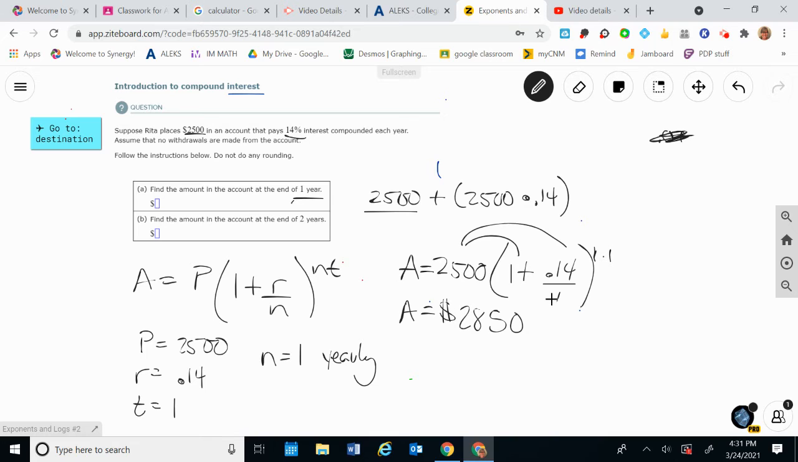How about 2 years? So you could come back here to this equation. It's still once a year, okay? N is still 1, but then we are going to change T to 2. Now it's 2 for this one, okay? So that's squared. So now it's 2,500 times 1.14 squared.